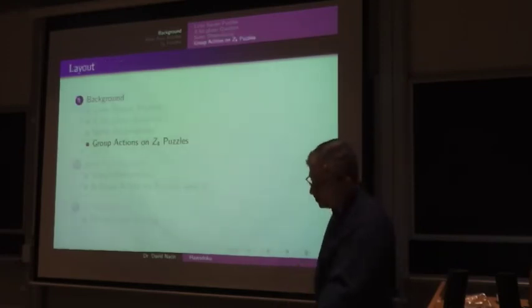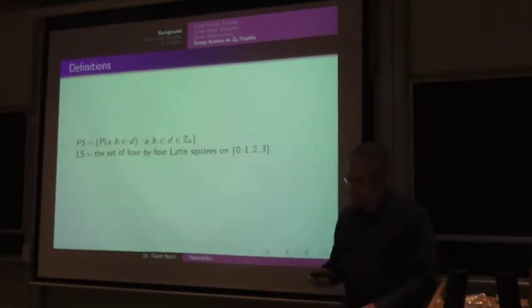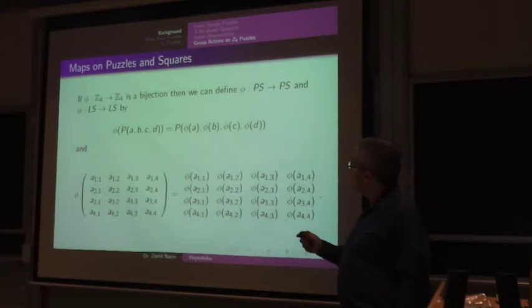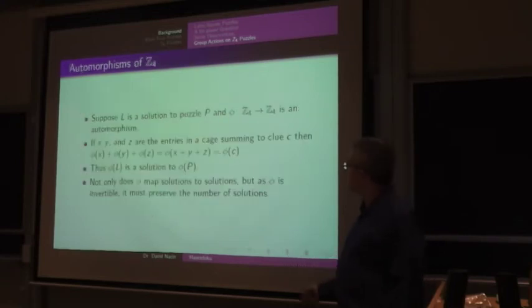So in order to do that, I'm going to need a very small amount of group theory. It's all going to be done with the orbit stabilizer theorem. What I'm going to do is define PS to be the set of all puzzles, LS to be the set of Latin squares on my set. And if phi happens to be any bijection from Z4 to Z4, then we can allow it to act pointwise on both the puzzles and the squares. So it's going to map the clues A, B, C, D just by mapping each of the individual clues and each of the entries. And if this is a bijection, then it maps a Latin square to a Latin square.